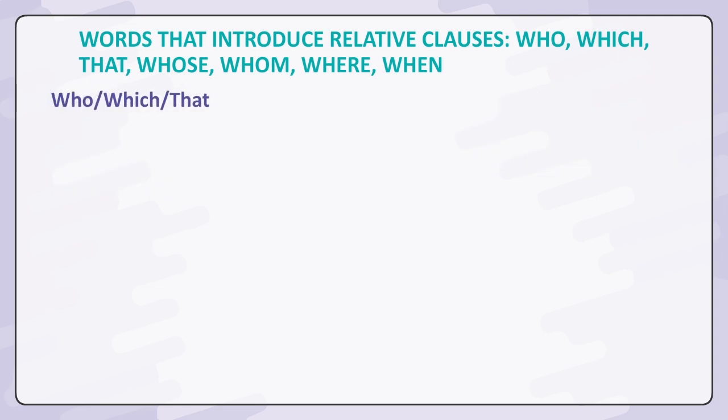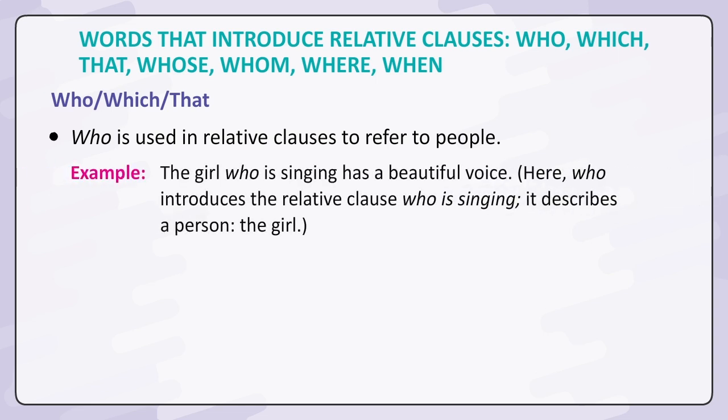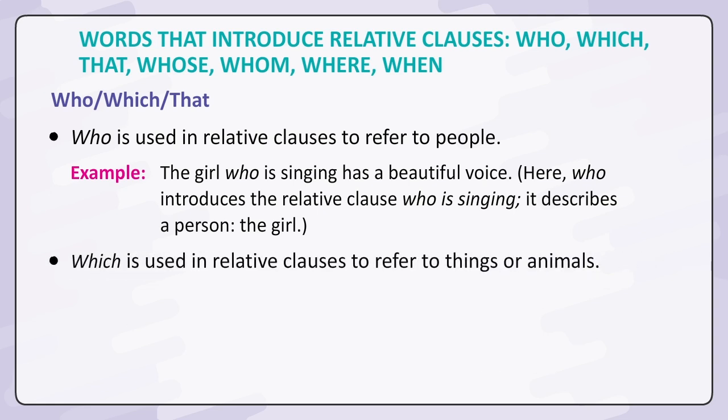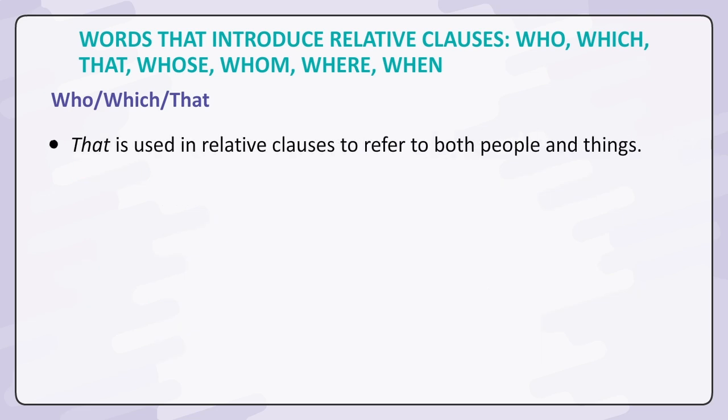Who, which, that. Who is used in relative clauses to refer to people. Example: The girl who is singing has a beautiful voice. Here, who introduces the relative clause who is singing. It describes a person, the girl. Which is used in relative clauses to refer to things or animals. Example: The book which is on the shelf is mine. Here, which introduces the relative clause which is on the shelf. It describes a thing, the book.